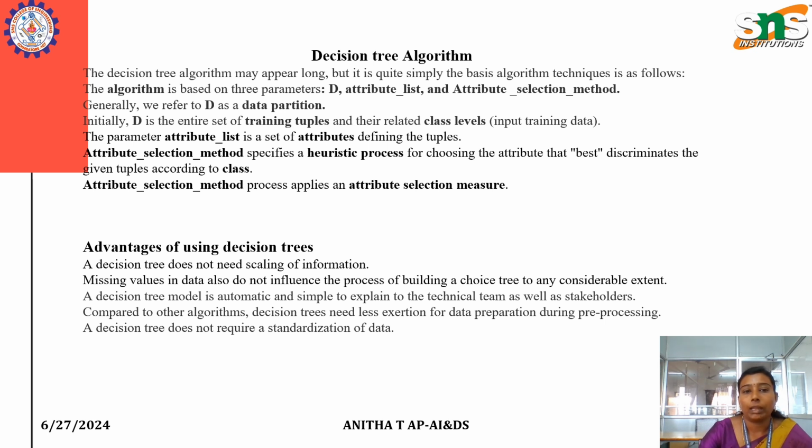Next, some of the advantages. It does not need scaling of information, and missing values in data also do not influence the process of building a decision tree to any considerable extent. A decision tree is intuitive and simple to explain to technical teams as well as stakeholders. Compared to other algorithms, a decision tree needs less effort for data preparation during pre-processing. A decision tree does not require standardization of data. Let's see the student discussion.